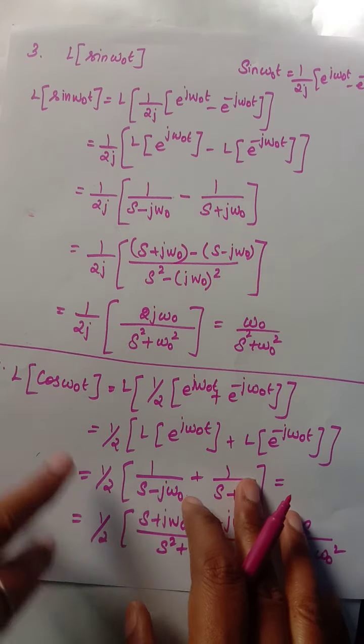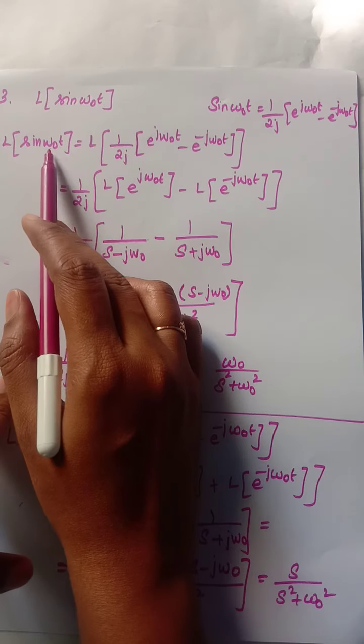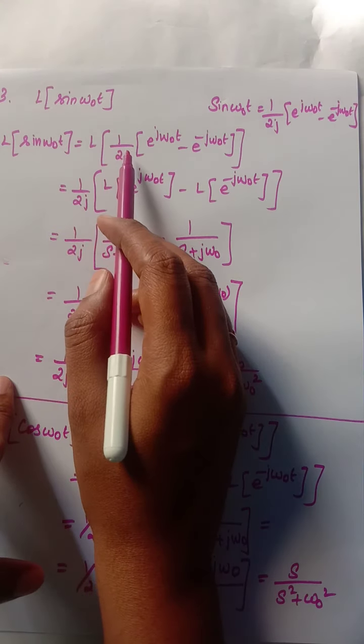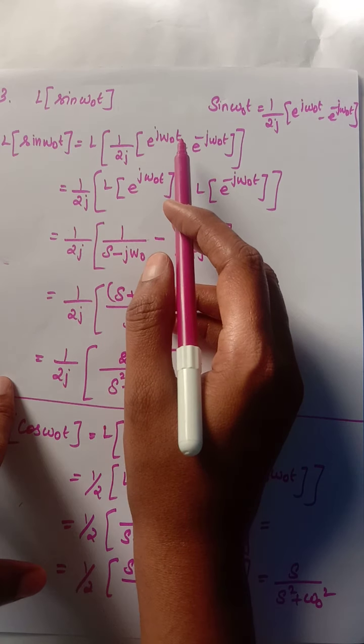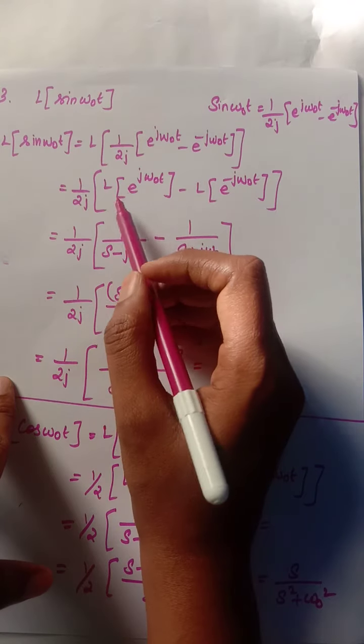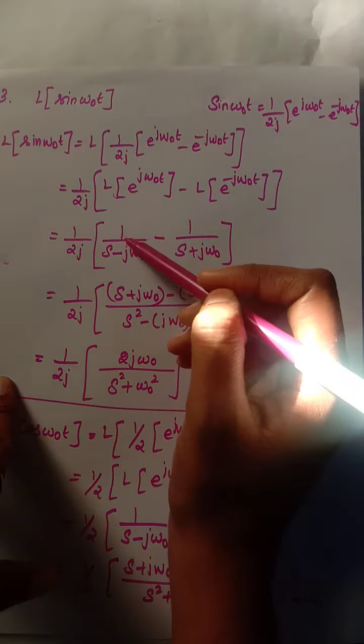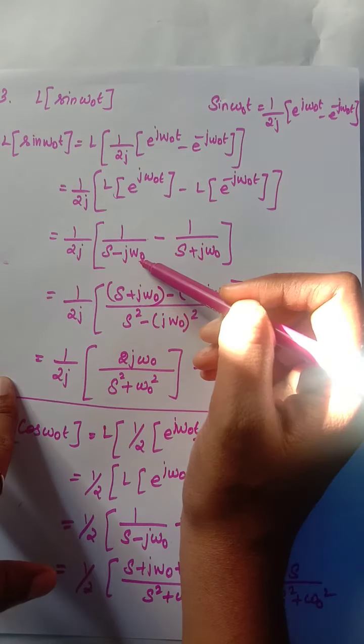The next one is the Laplace transform of sine omega naught t. Here we can write sine omega naught t as 1 by 2j times (e power j omega naught t minus e power minus j omega naught t). So the Laplace transform of e power j omega naught t is 1 by s minus j omega naught.